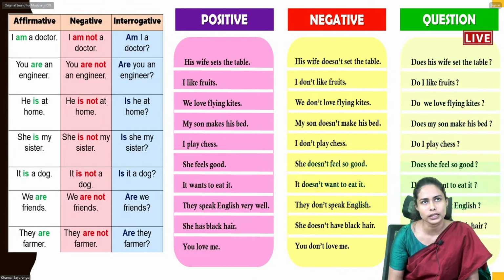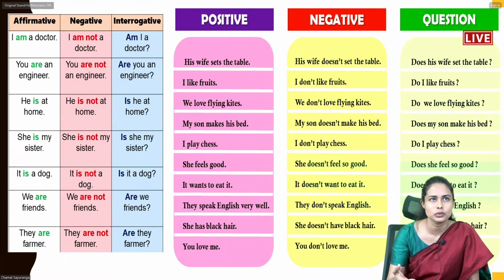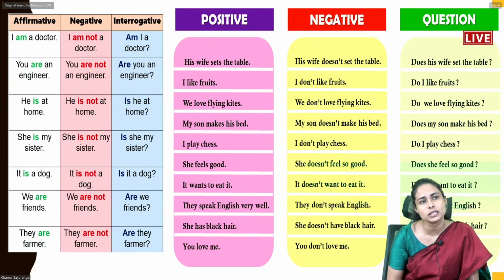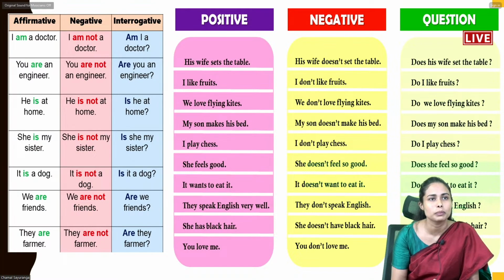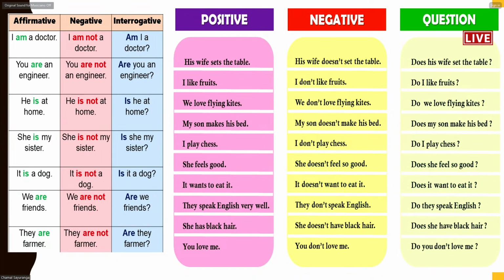Okay. Then when it comes to negative, when we convert the idea into a negative, his wife sets the table, then we put does and not before the main verb. His wife does not set the table, but the letter s is not there with the main verb set, because you use the helping verb does, right? And does his wife set the table? That's the question. You bring the helping verb to the front to make a question, or an interrogative sentence, right? So can you understand the difference between be verbs and action verbs? When do we use be verbs and when do we use action verbs?